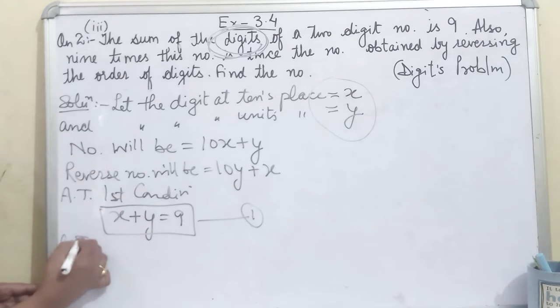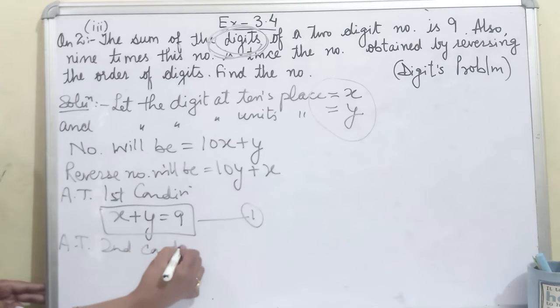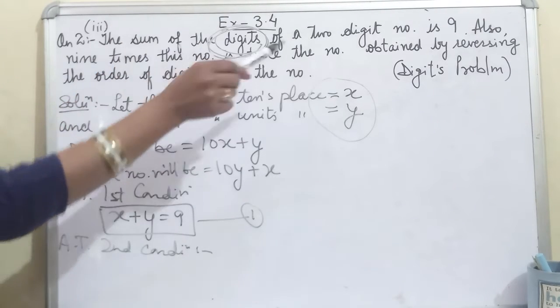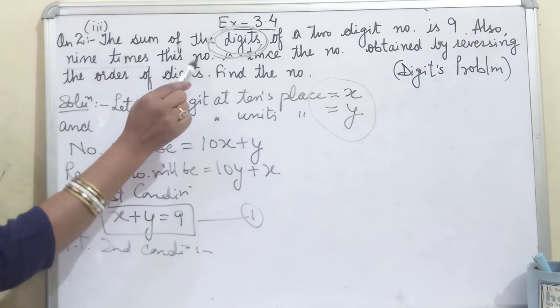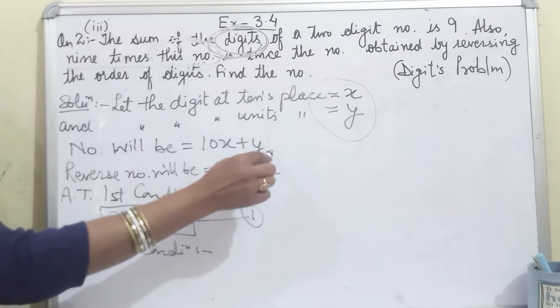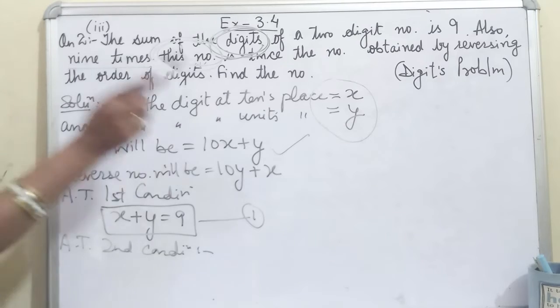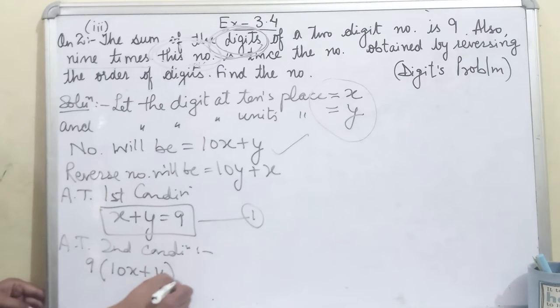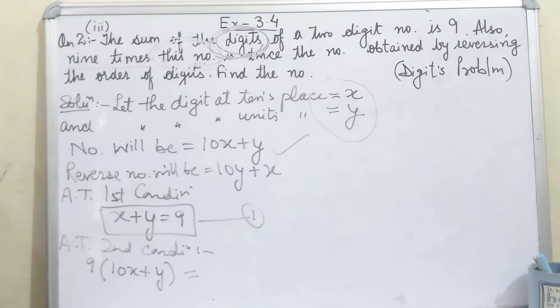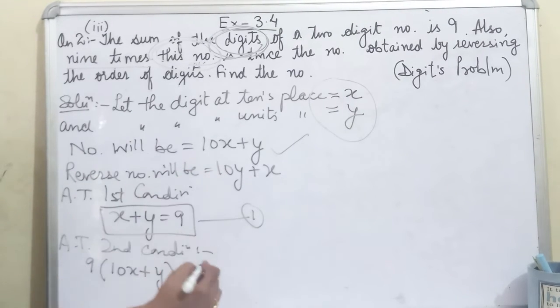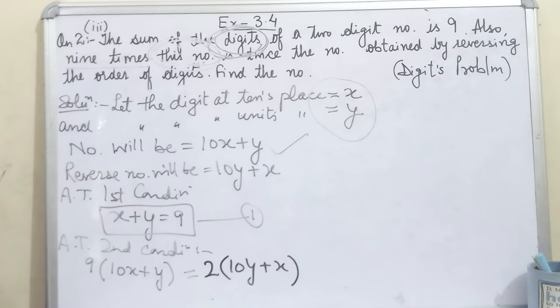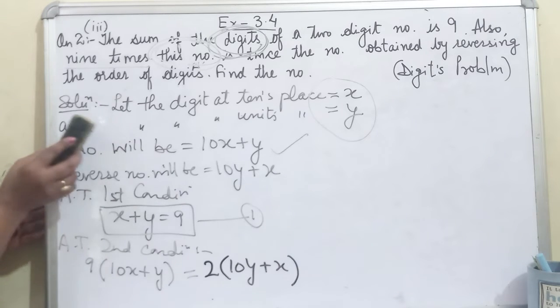Now the second condition. The second condition is also about 9 times the number. It is asking about the number, and the number is this one, right? 9 times the number, that means 9 times (10x plus y). 9 times the number is twice the number obtained by reversing the digits. Twice of this, that means twice of (10y plus x). So now just open up the brackets. So what do I get here?